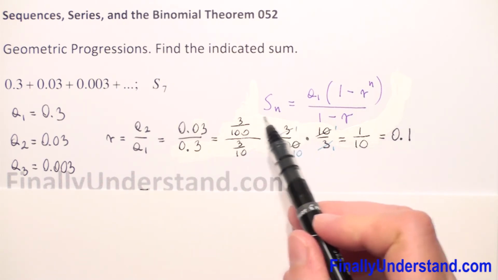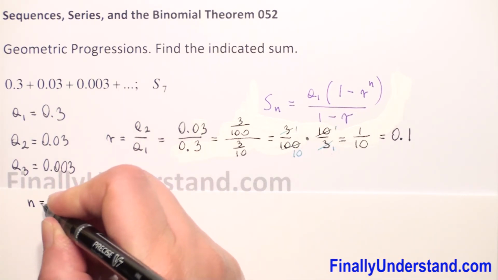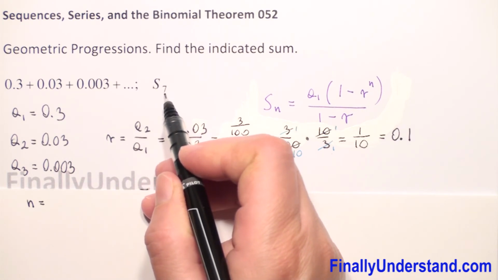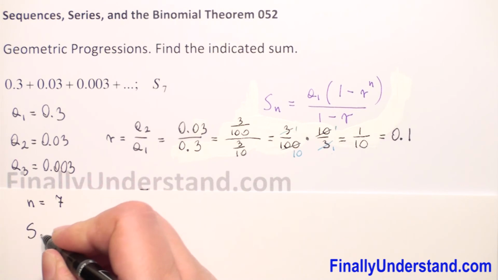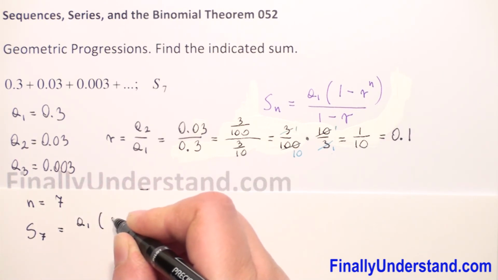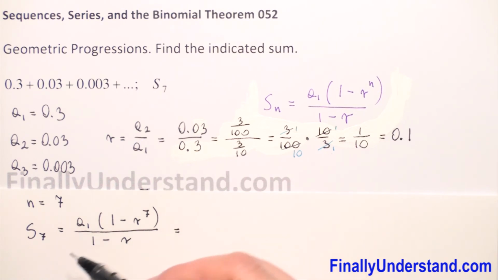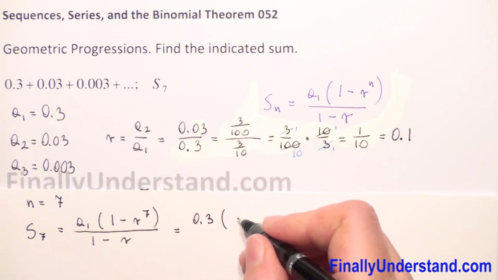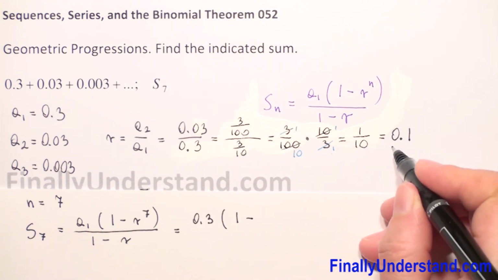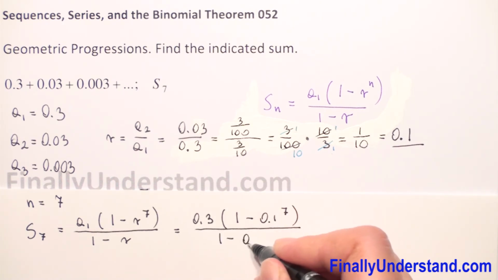So we found the common ratio, r is 0.1. Now we go to the formula for the sum of n terms of a geometric progression. In our example, n is equal to 7, because we need to find the sum of 7 terms. So S_7 is equal to a1 times (1 minus r to the power 7) over (1 minus r). This is equal to 0.3 times (1 minus 0.1 to the power 7) over (1 minus 0.1). Now we can use a calculator.